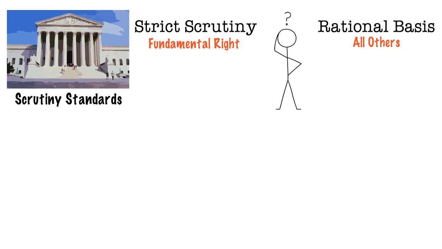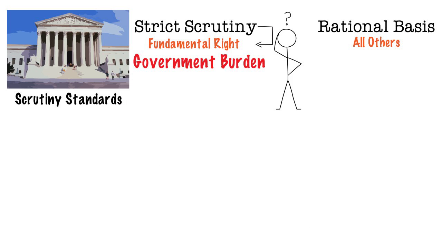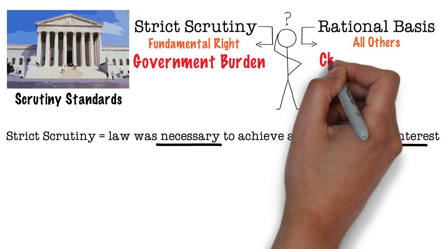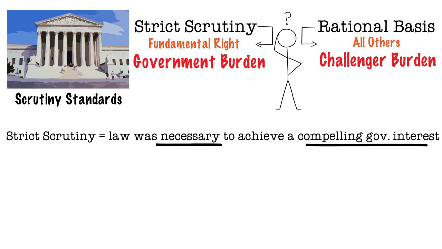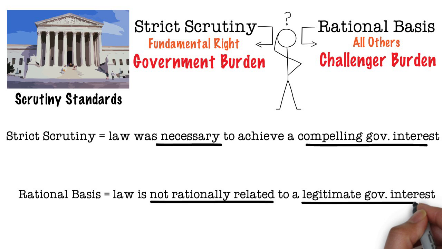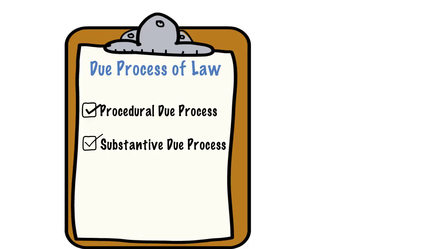So here are the standards. The court applies strict scrutiny when a fundamental right is involved. The government, in that case, has the burden of showing that the law was necessary to achieve a compelling government interest or purpose. The court will apply the rational basis test in all other cases, and under the rational basis test, the individual that's challenging that government law must be able to show that the law is not rationally related to a legitimate government interest. And that's substantive due process in a nutshell.